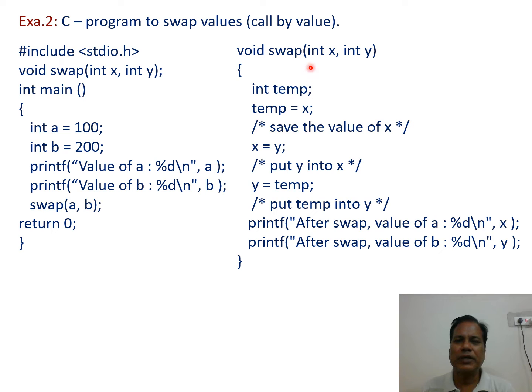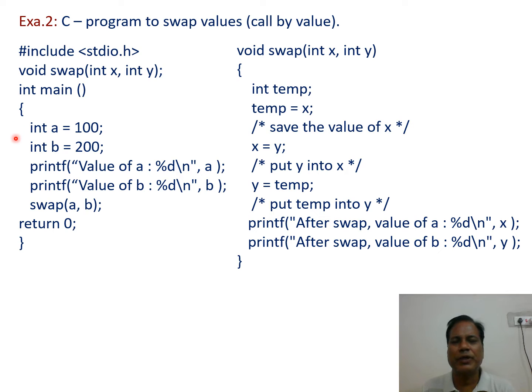As swap function is written after the main function, its prototype declaration is done in the second statement, void swap(int x, int y). So this is written for the compiler. Compiler comes to know that there exists a swap function. Its return type is void and its name is swap, and it has two arguments that are of integer type. Then actually execution starts from the main function.